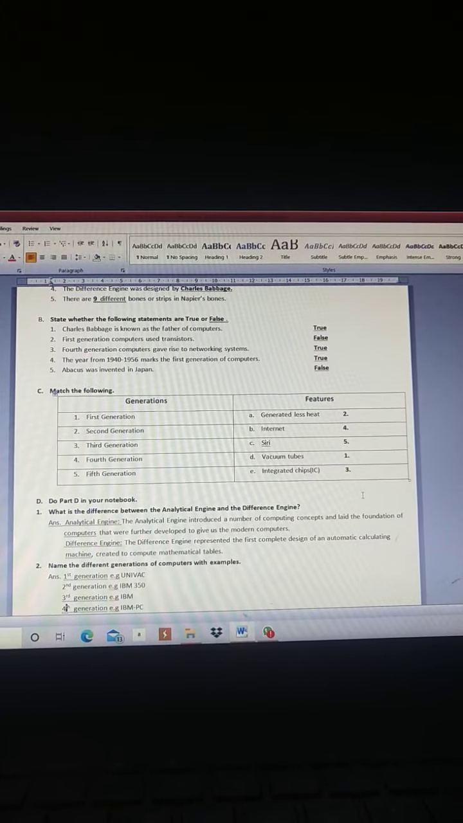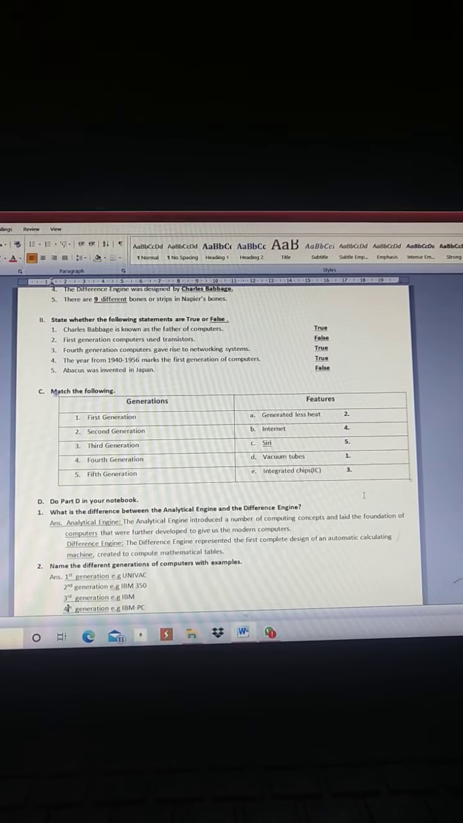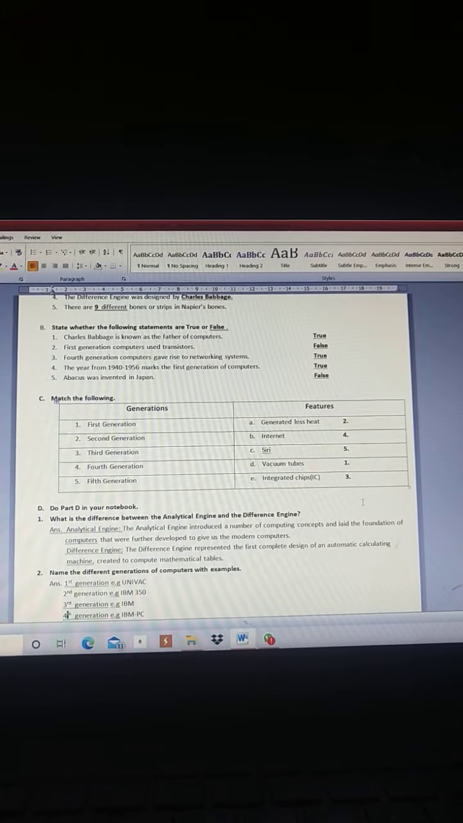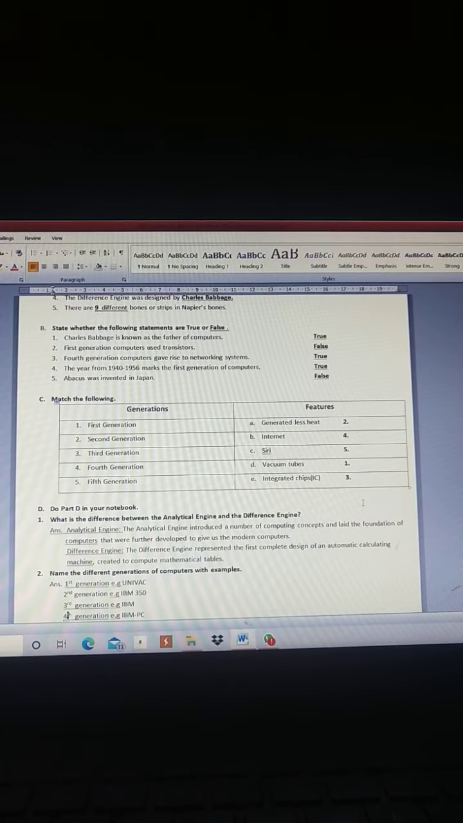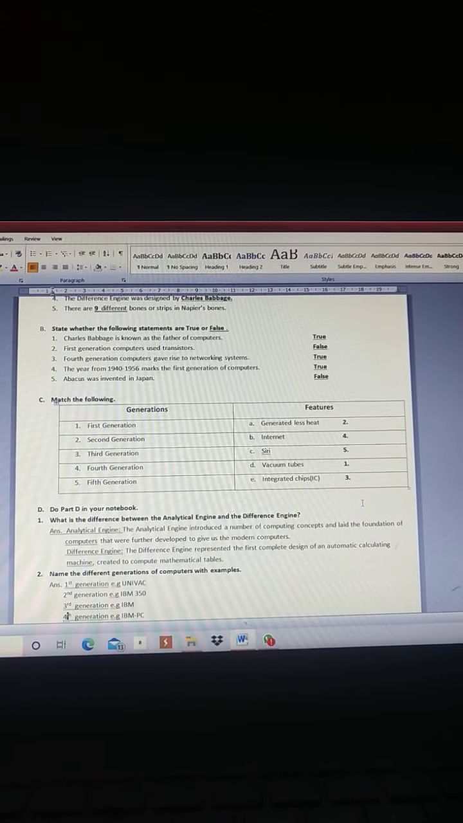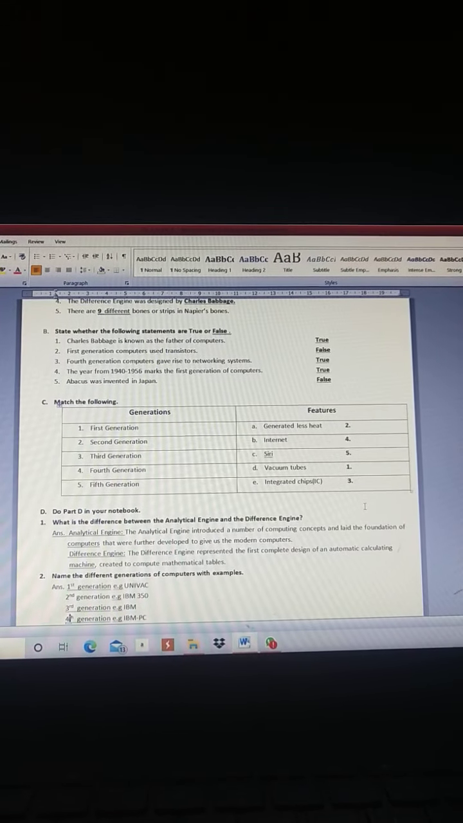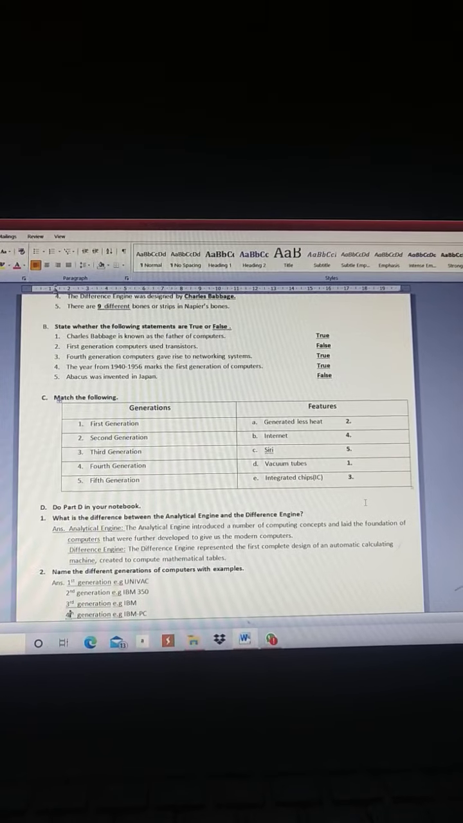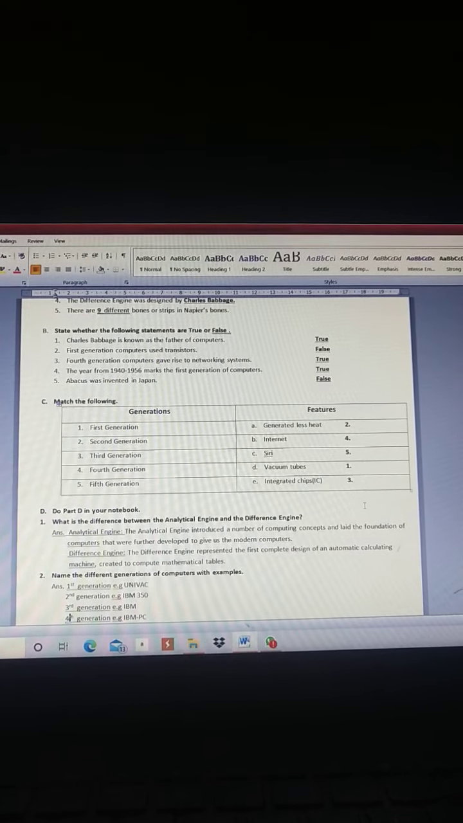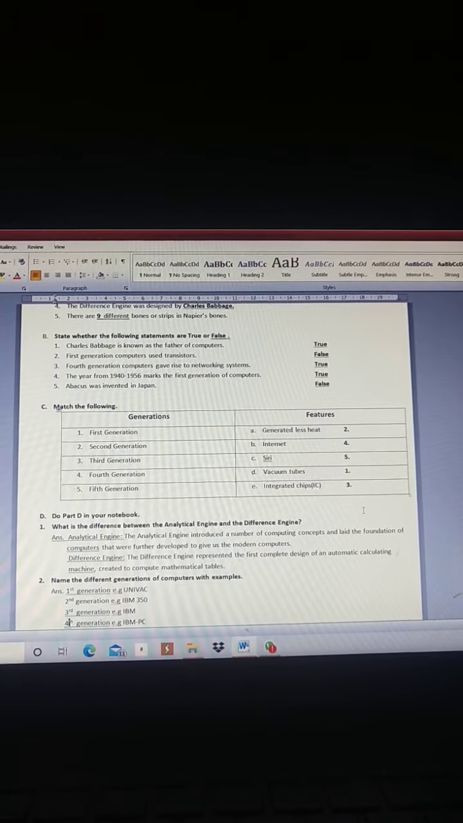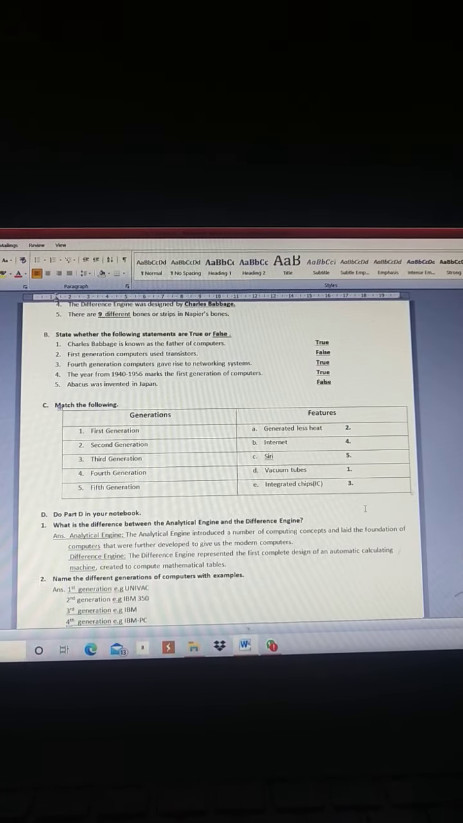So next you have D part. In D part you have question answers. You have to solve these question answers in your notebook, right? Question number 1 is, what is the difference between the analytical engine and the difference engine? What is the difference between these two engines? The analytical engine introduced a number of computing concepts and laid the foundation of computers that were further developed to give us the modern computer.